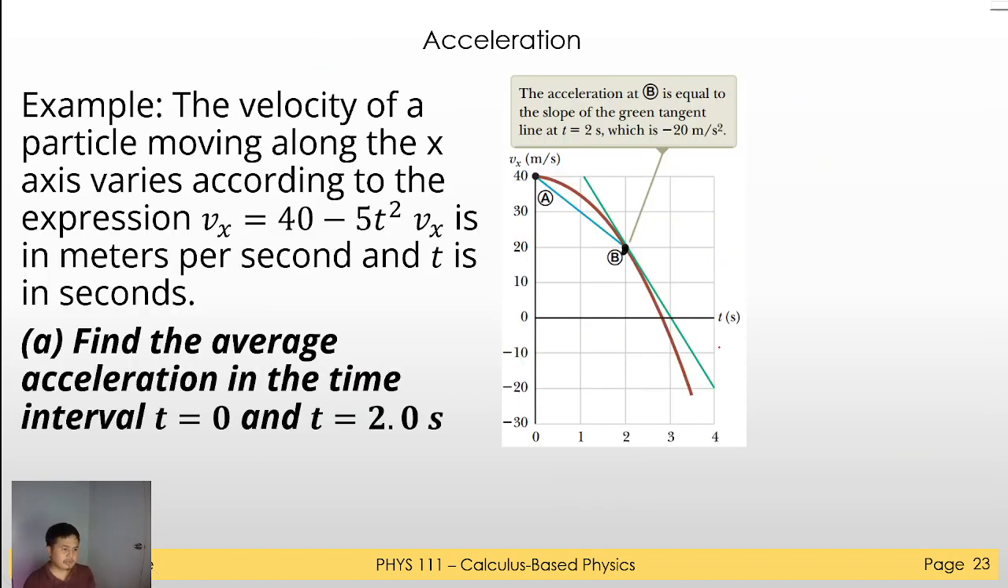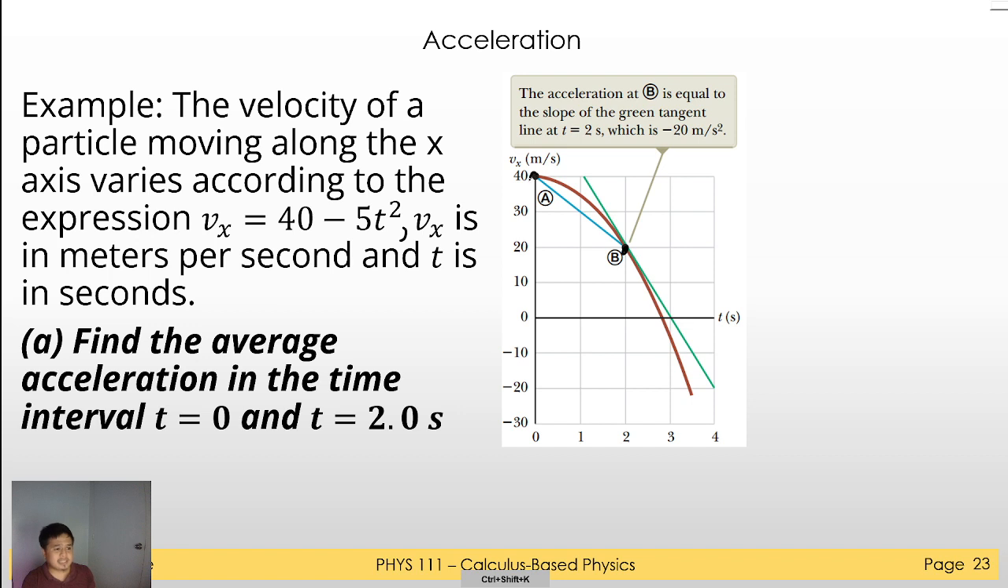So let's see if we can figure out the instantaneous velocities and the average velocities using these analogies. The velocity of a particle moving along the x-axis varies according to the expression vx equals 40 minus 5t squared, where vx is in meters per second and t is in seconds. So find the average acceleration in the time interval t equals 0 to 2.0 seconds.